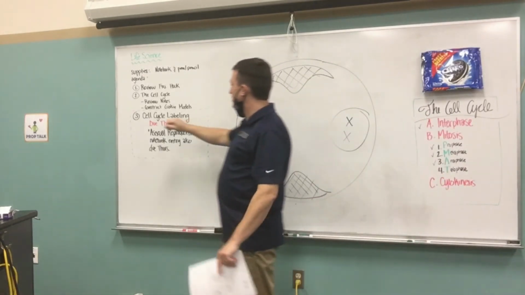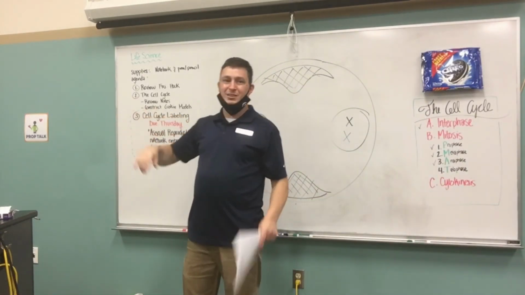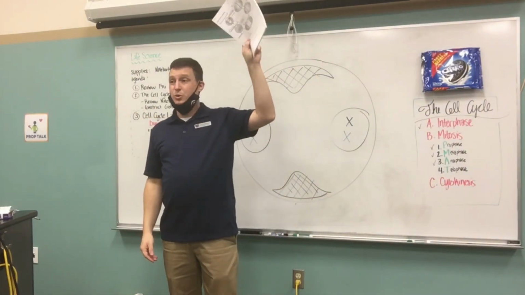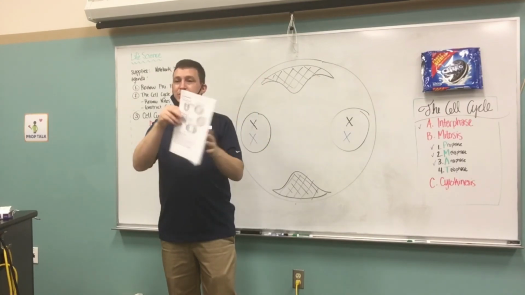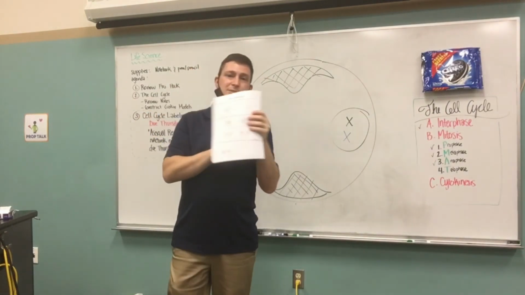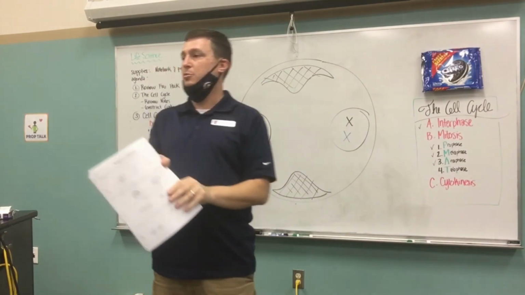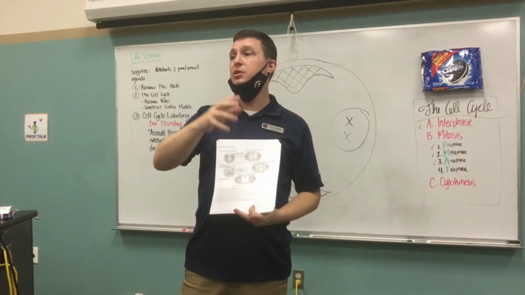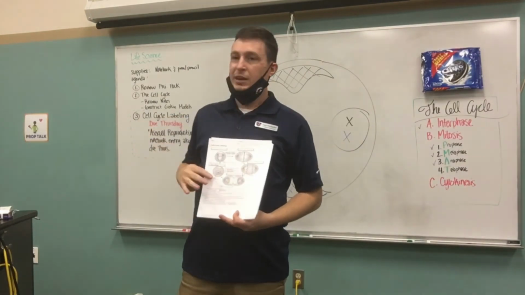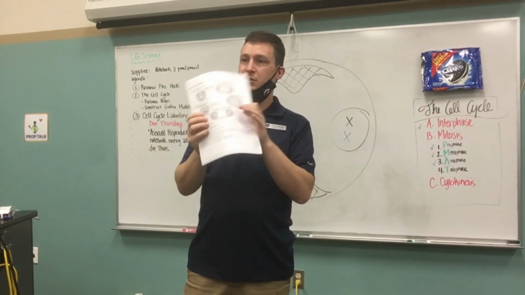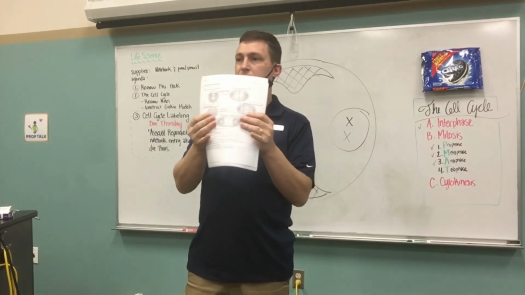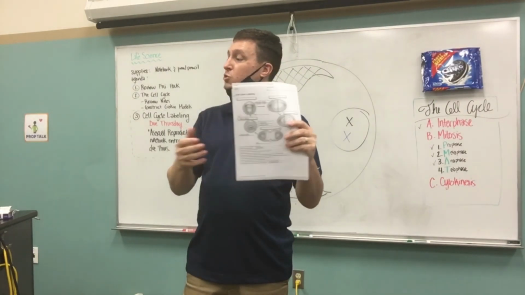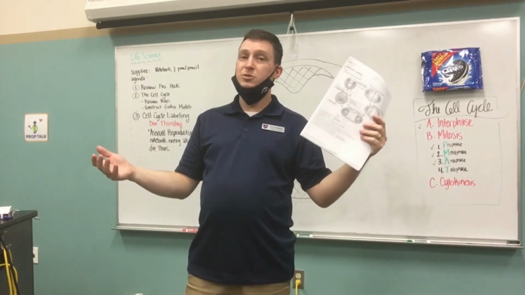Your cell cycle labeling handout. This is for a grade. Notice there's a front side and a back side. Now you can use your models to help you with this. You can use your notebooks to help you with this. You can even work together. And as you're quietly working on your handout, you may enjoy your mitosis cell models.